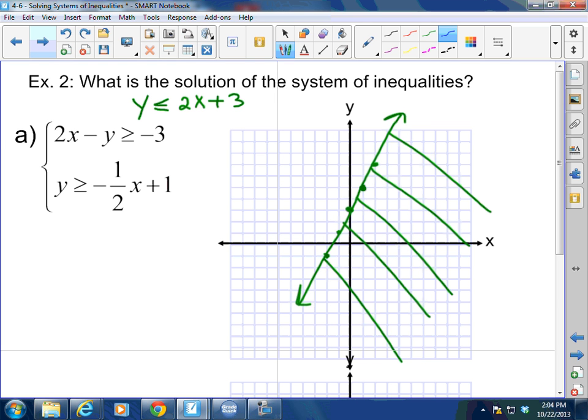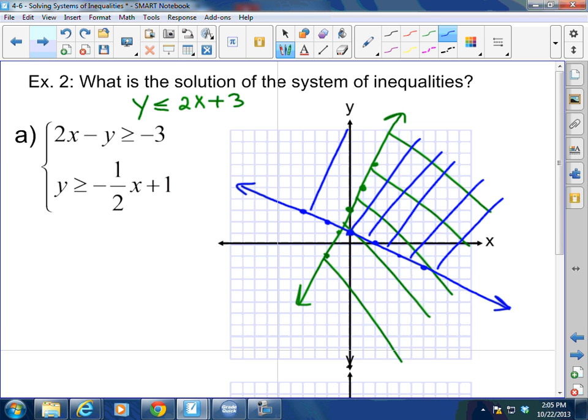Y is greater than or equal to negative 1/2 x plus 1. So my y-intercept is 1. My slope is down 1 over 2. So down 1 over 1, 2, down 1 over 1, 2. Let's go backwards. Up 1 over 1, 2, up 1 over 1, 2. And that is greater than or equal to, so it's solid. And it's greater than or equal to, so right above.